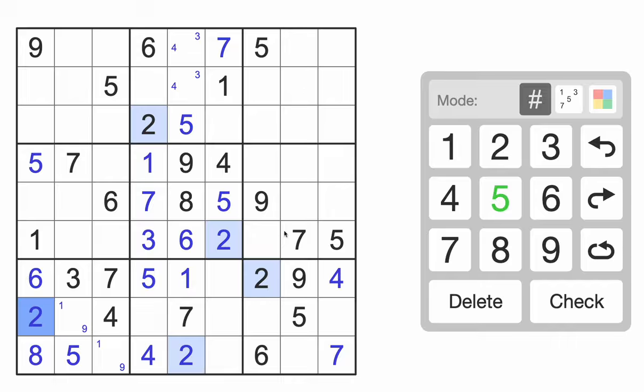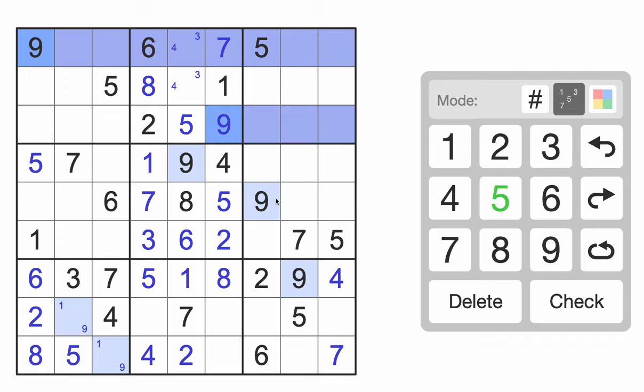Okay, and now what? These are 3, 4, 7. These are 8. Oh, of course, row 7 is missing 8. And these are 8 and 9. 8 here gives me 9 and 8. Now I can place 9 in box 3.